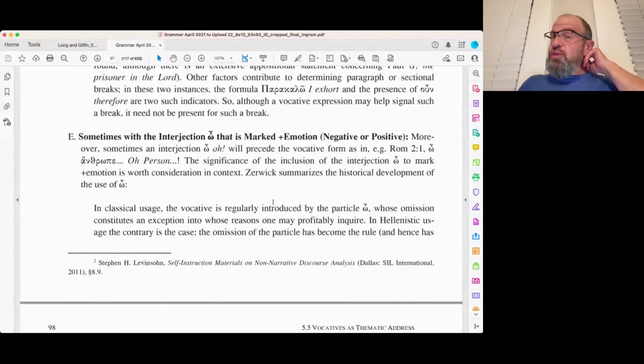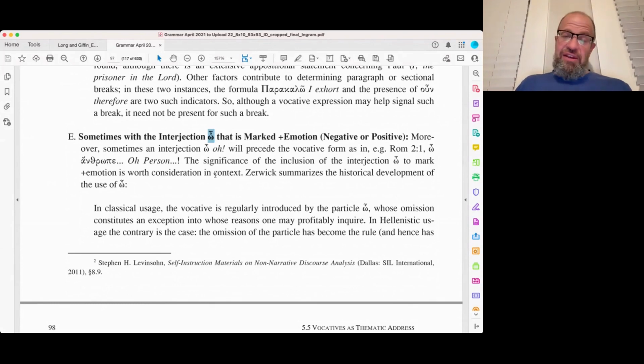Now, something that you can do with vocatives is add an interjection, the word "o." This "o" is heightening the emotion in the discourse. When you see an "o" attached right in front of the vocative word, this is often indicating heightened emotion. Oftentimes it's negative. It doesn't always have to be negative, but often there's a sense of criticism or calling out in a negative way when that "o" is present.